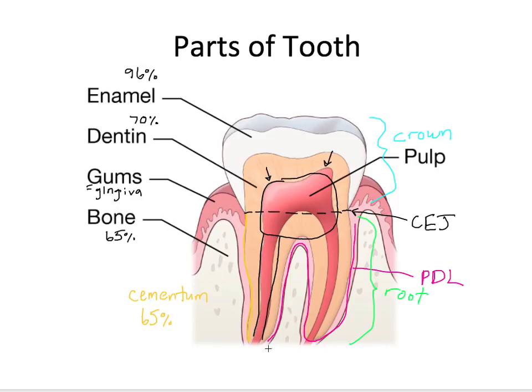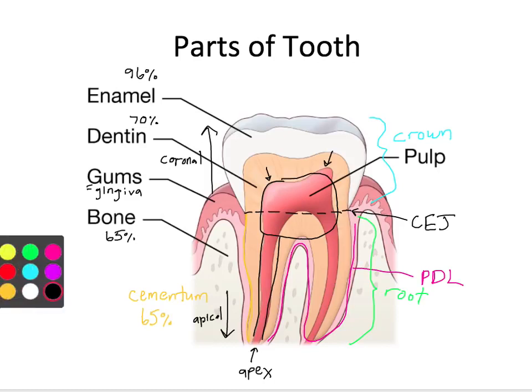And one other structure before I move on is that the tip of the root is called the apex. That's important because if we go back to directional terms, if we talk about something located in this direction, we would call it the apical direction because it's towards the apex. Whereas if we were moving in this direction, we would call it coronal, or towards the top of the crown. All right. Sorry, I know that was a lot, but this is hopefully some really useful information for you guys.